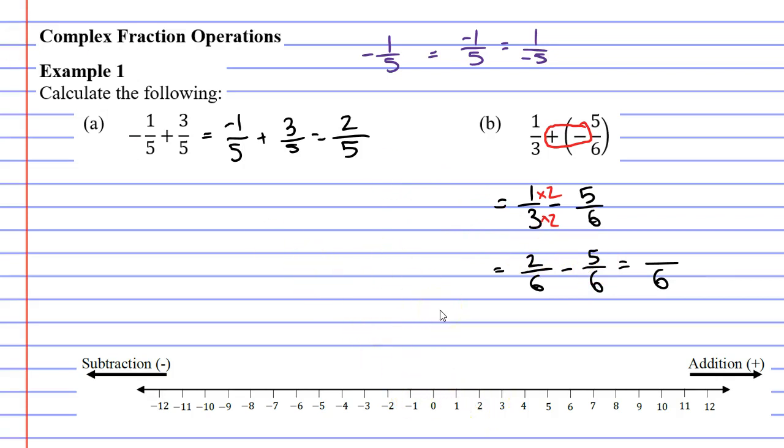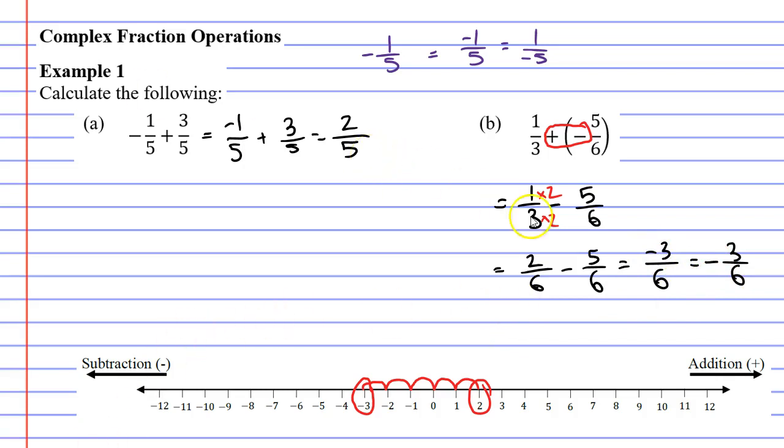2 is my first number, so I'm starting at 2, and subtracting 5 means moving to the left 5 times. 3, 4, 5, and I land on -3. So my numerator will be -3. Remembering we can rewrite this if we want to. We don't have to. You can rewrite it as -3/6, where the negative is in front of the vinculum bar. You can have it in front of the numerator or even in front of the denominator.